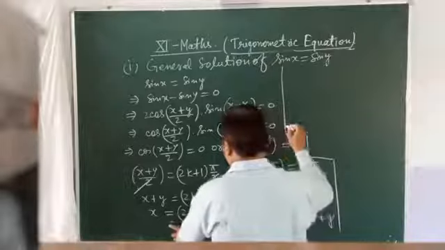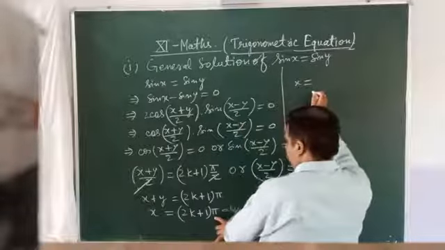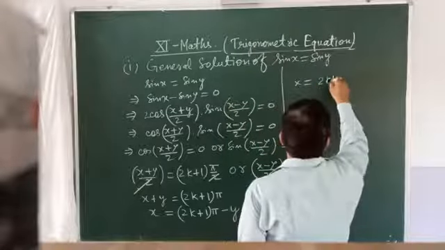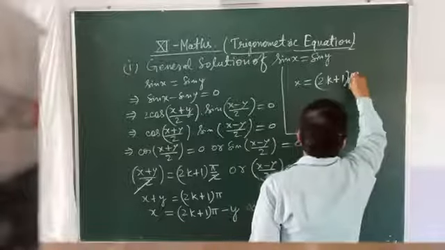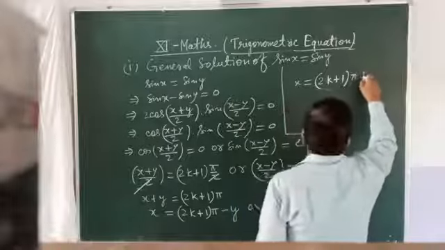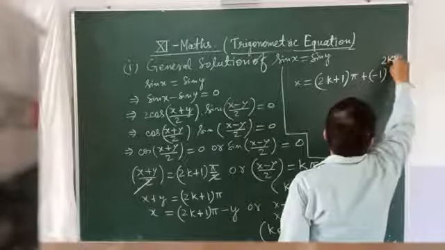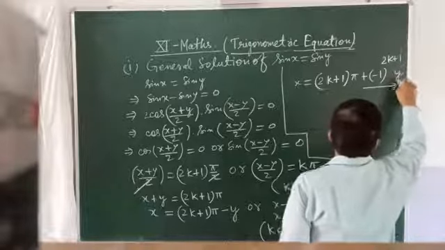So from first condition x equal to (2k+1)π minus y, we have x equal to (2k+1)π plus (−1) to the power (2k+1) into y. It is equation first.